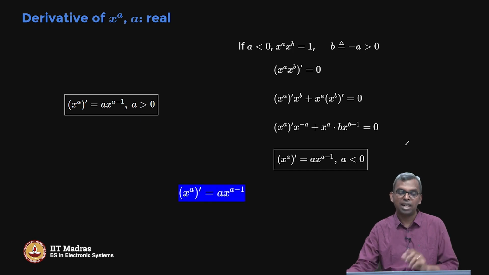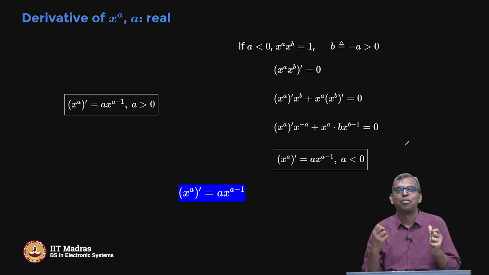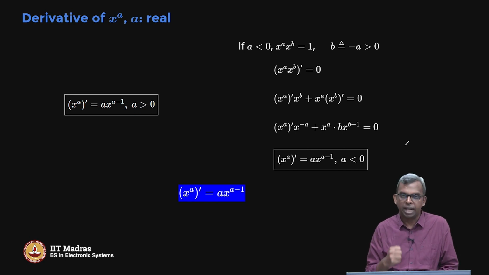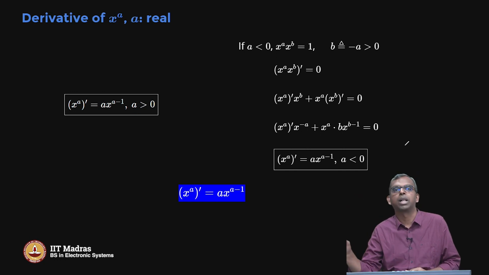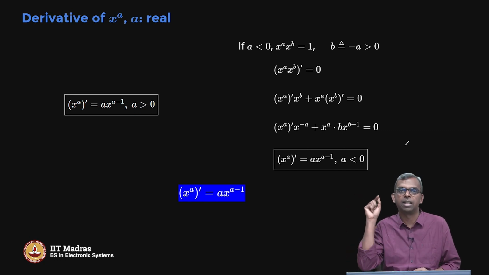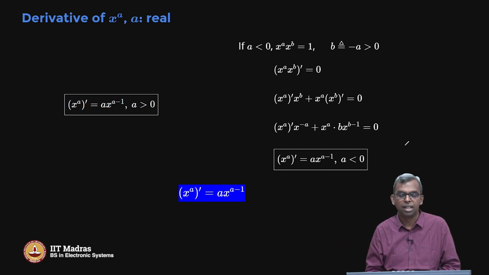Okay. So, finally after all this effort, we have the derivative of x power a for any real number a: the exponent a comes down, and the exponent reduces by 1. Okay, a x power a minus 1. Okay, for any real number, this is true.